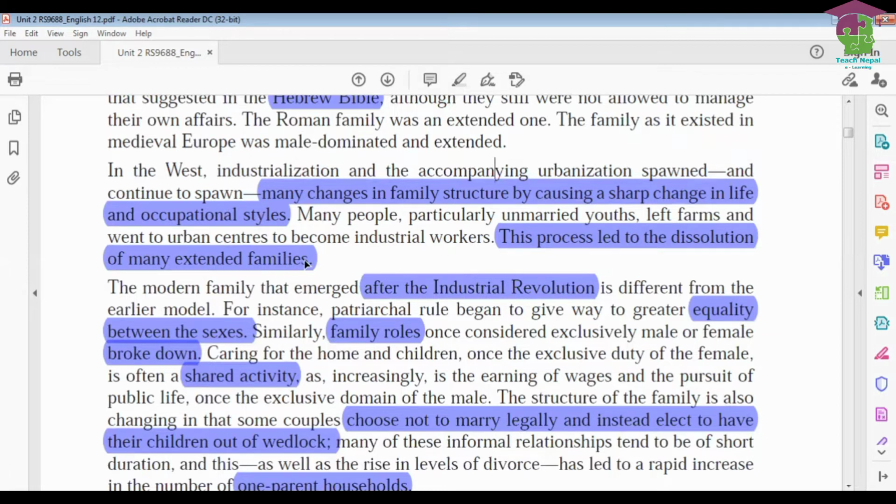This is the thing. Very much, from rural areas they went to the urban areas. Unmarried youths left farms and went to urban areas, right, to become industrial workers. This is the thing: the extended family dissolved, and the nuclear family emerged in the area.